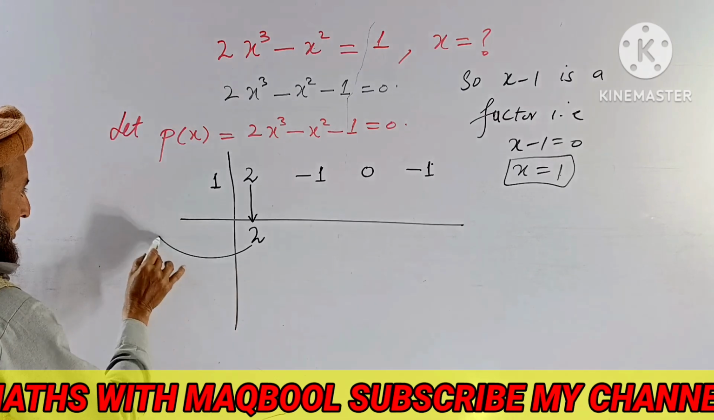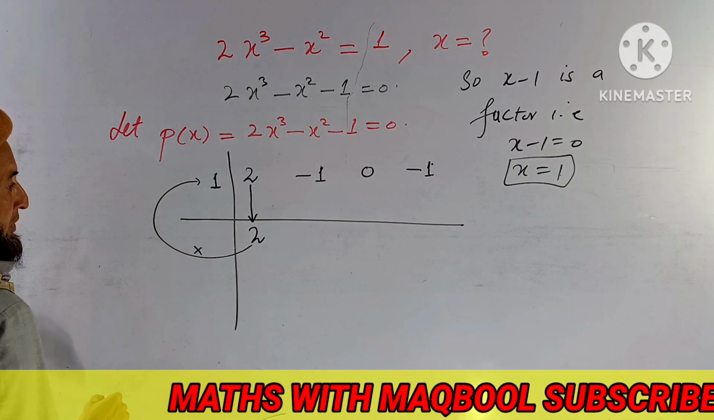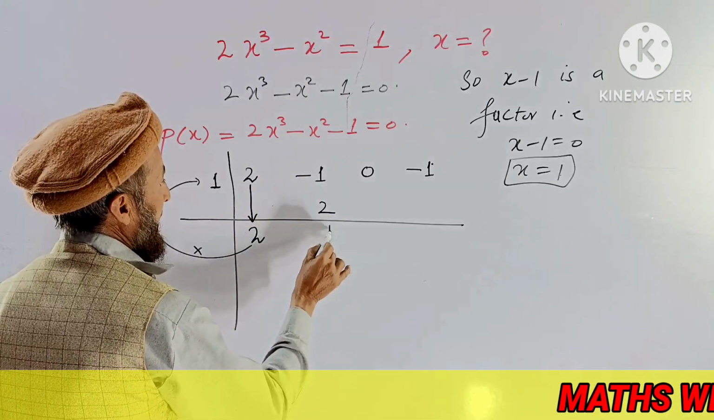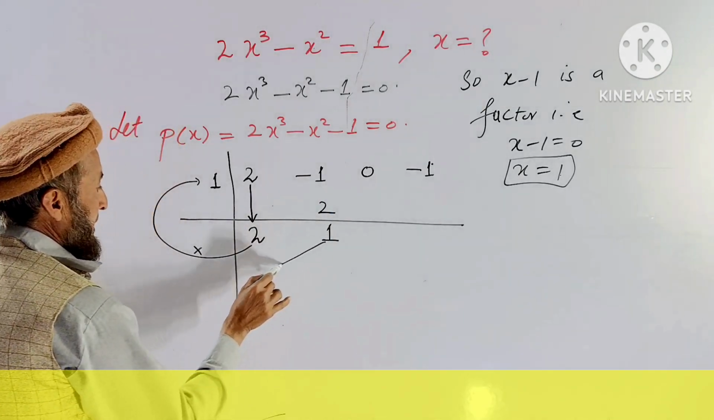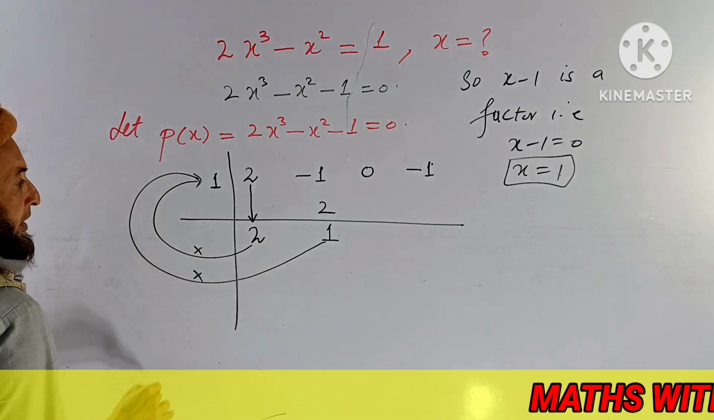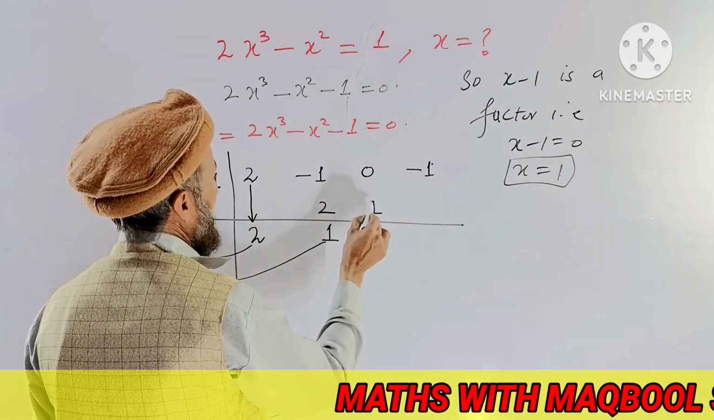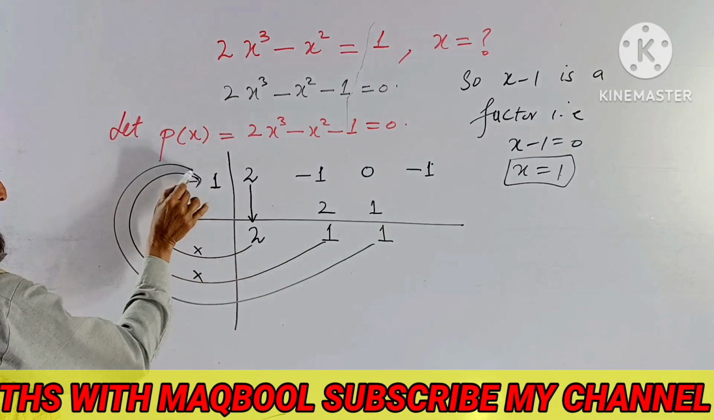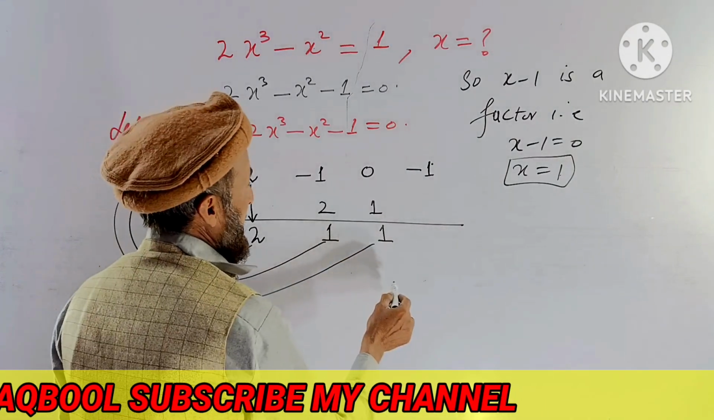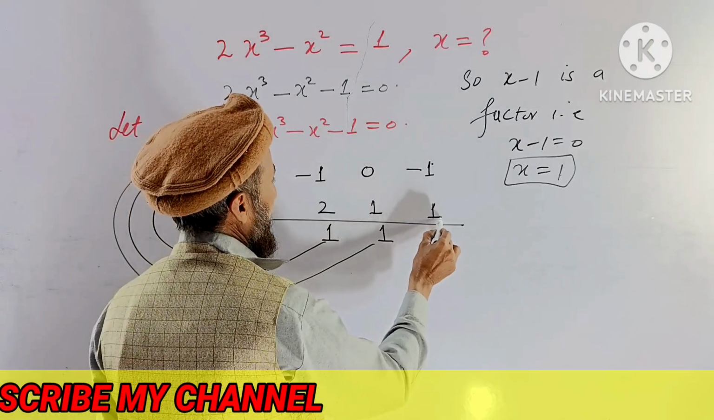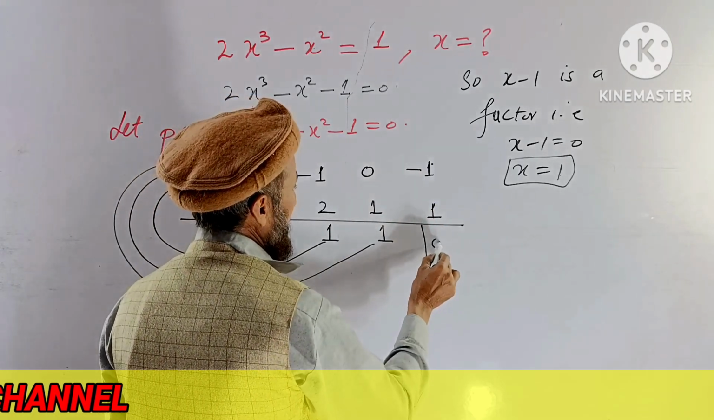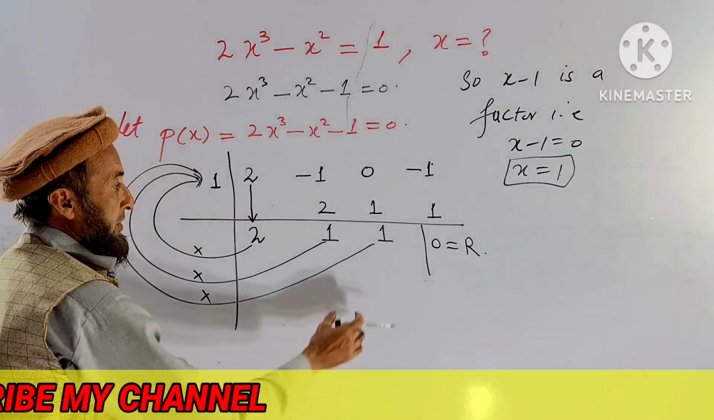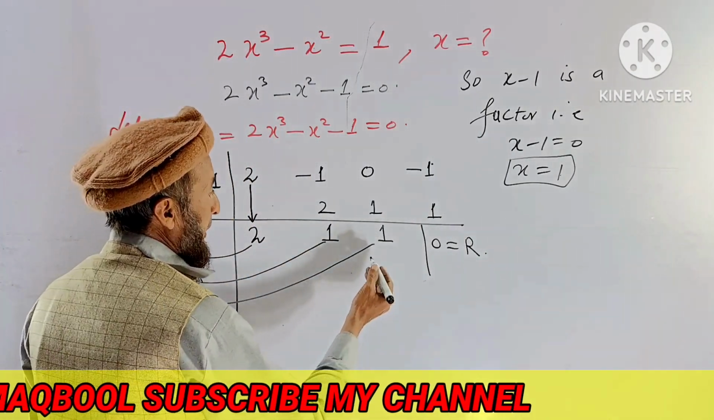In this process we multiply 2 by 1, we get 2, and we add this term, so we get plus 1. Plus 1 is multiplied again by 1, so we get 1, and if we add 0 we get the same 1. Again we multiply by 1 and continue the process, we get 1. If we add this term we get 0. 0 is the remainder.